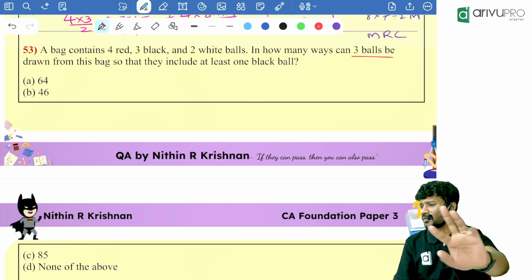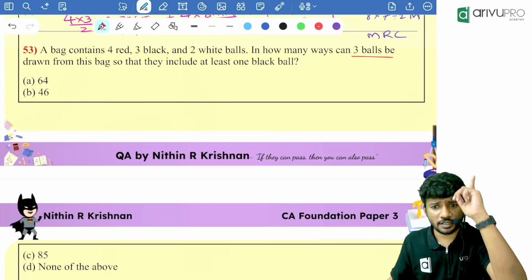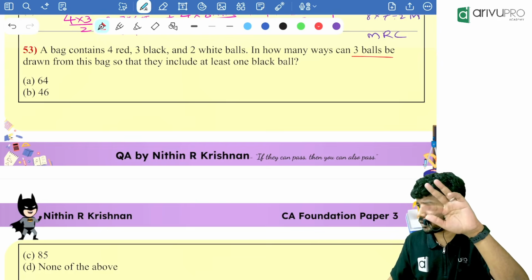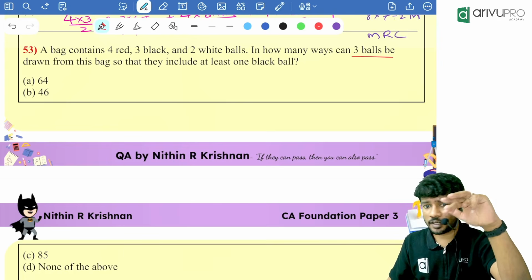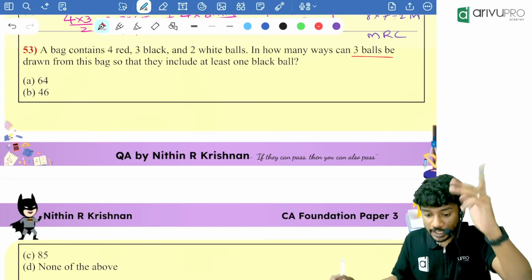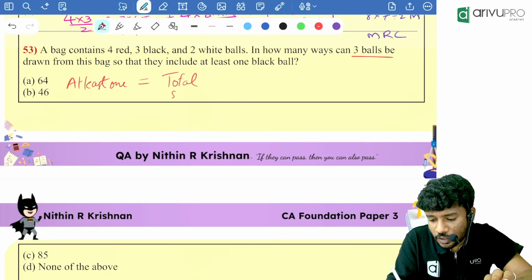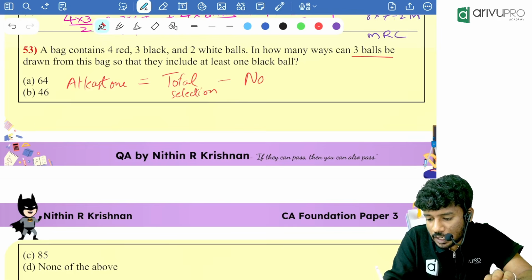At least one black ball means, if I am going in the normal way, I should consider one black ball, two other balls. Then two black balls, one other ball. Three black balls, zero other balls. That way I should do. Or I can do it in what? At least one means what? At least one is equal to total selection minus none of the black balls are selected.